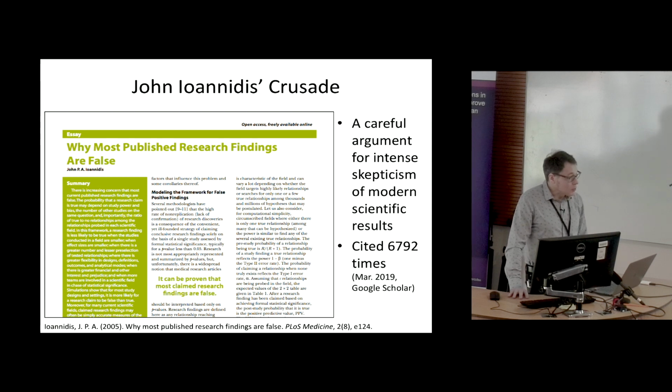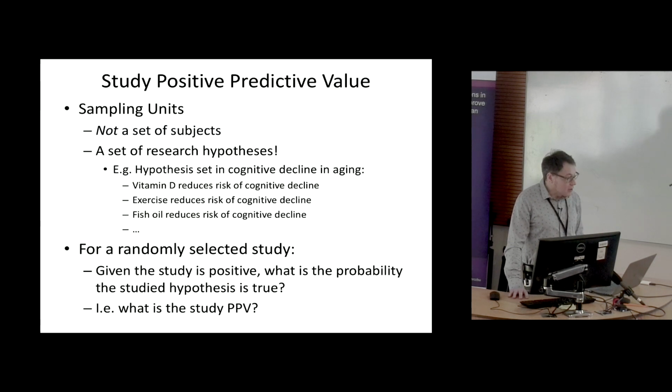Maybe if you haven't seen this, you should. Everyone should have a grasp of this paper, so when it comes up at a party, you can nod your head knowingly. But let's actually work through what it's doing. The entire argument is based on a positive predictive value, but the sampling units are something strange.